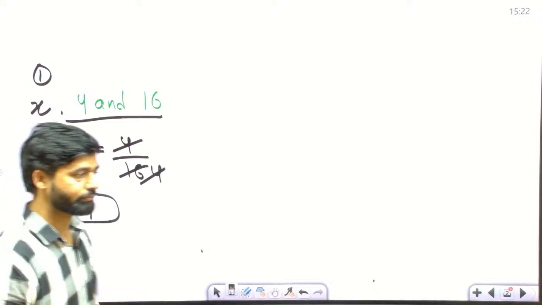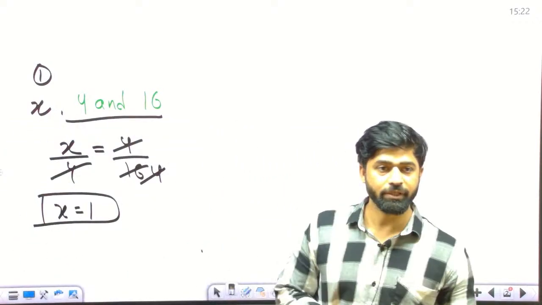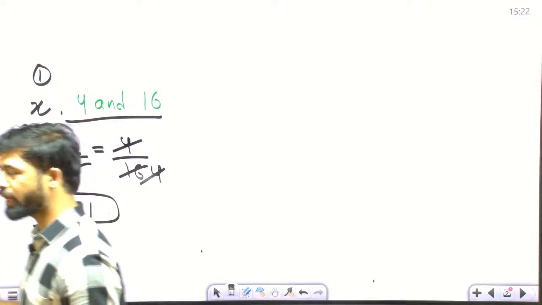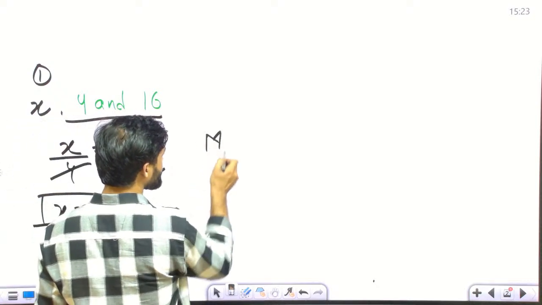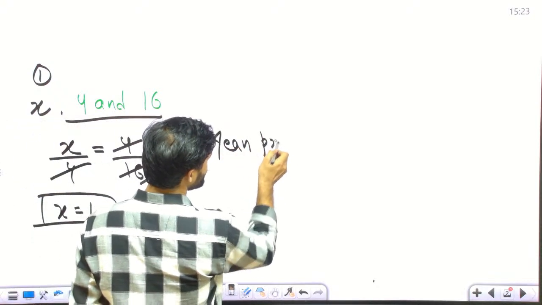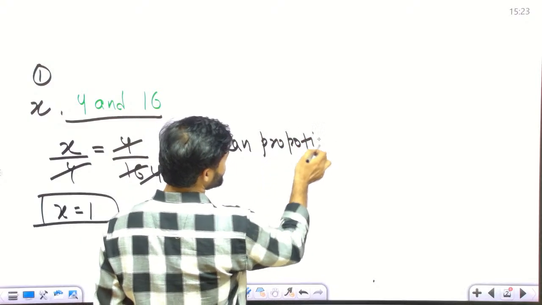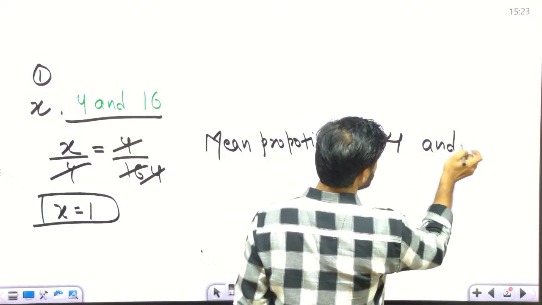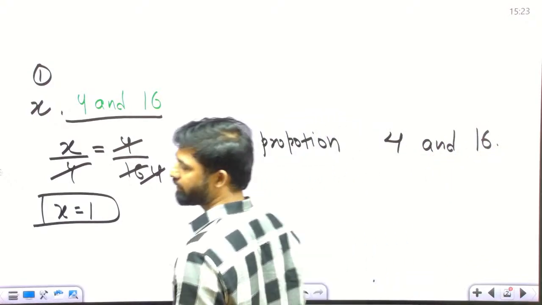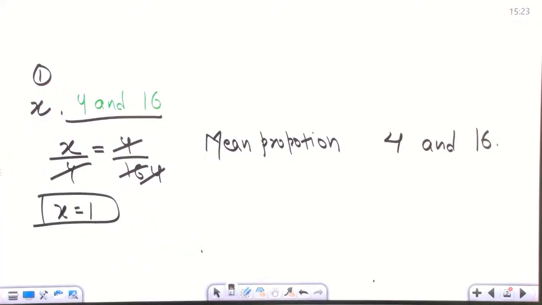Any problem in this? Done? Okay. Then write the second question. Find the mean proportion to 4 and 16. We are taking the same numbers again, 4 and 16. But now we have to find out the mean proportion.